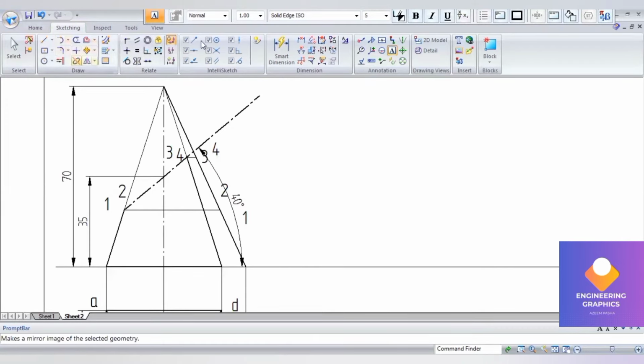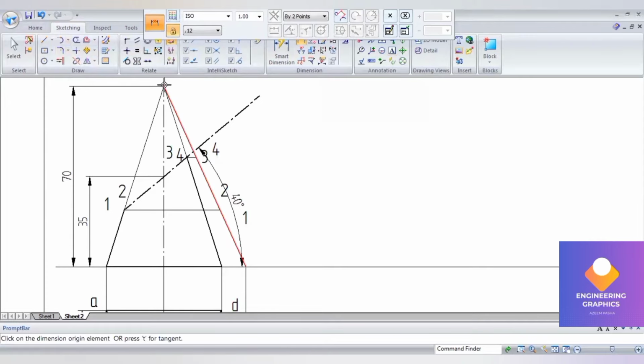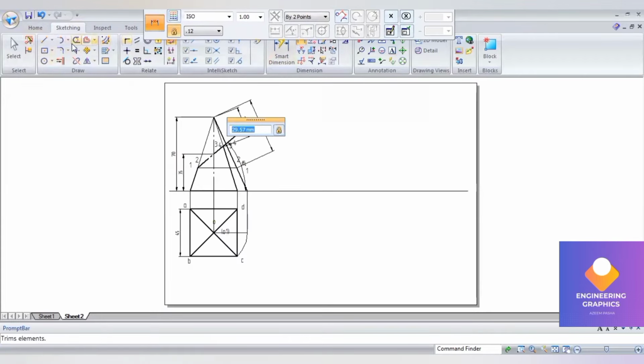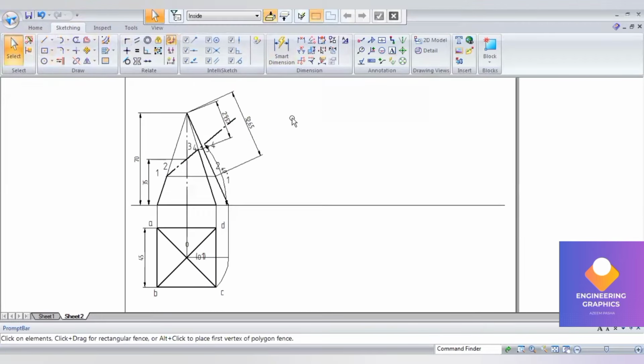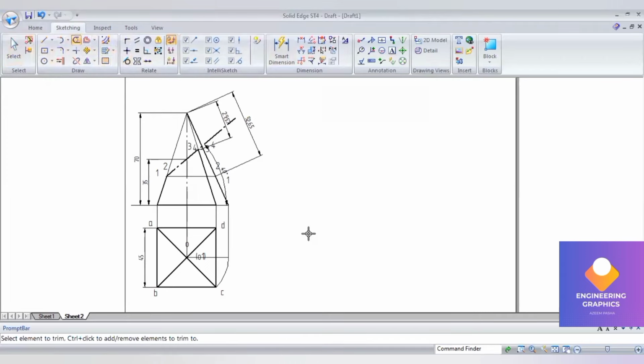Okay, now we have to measure this length here. Using the distance between command, I am going to measure this length from that apex point to point 2. It is 52.65. Again I am going to measure the second length from that apex point to point number 3, that is 29.57. Okay, and then the total length also we should measure, that is the slant edge length.